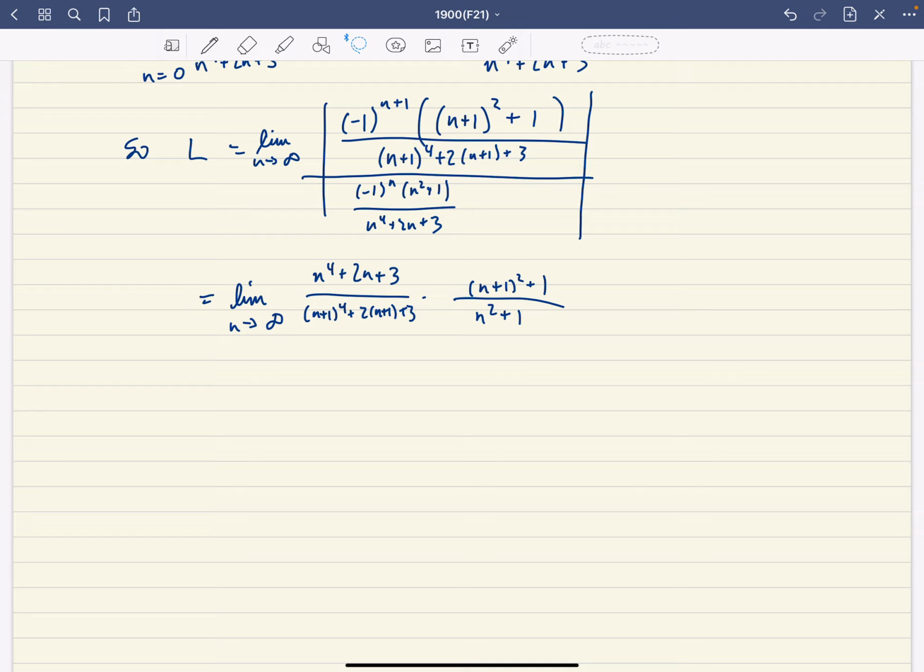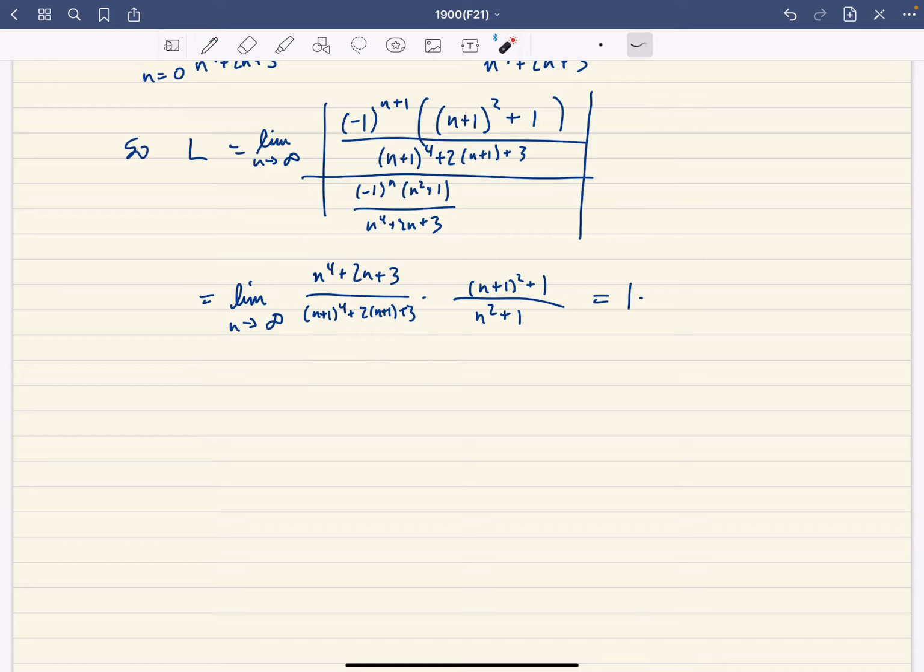But the reason why I want to switch the numerators is think about what each of these fractions is going to be. This is a 4th degree polynomial over a 4th degree polynomial. So you have n to the 4th plus stuff all over n to the 4th plus stuff. And nothing matters except the dominant term. This is going to be n to the 4th, this is going to be n to the 4th plus 4n cubed plus, I don't care. It's just n to the 4th plus stuff. And therefore, this limit here is going to go to 1.